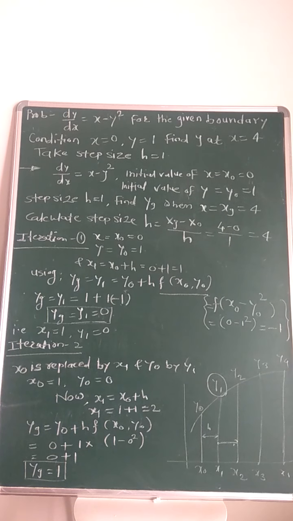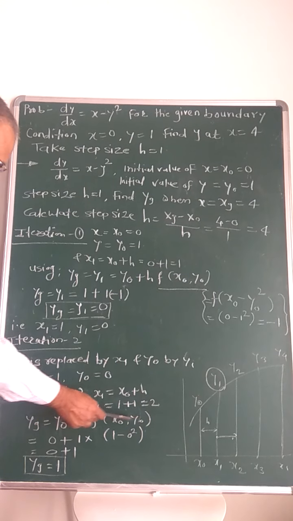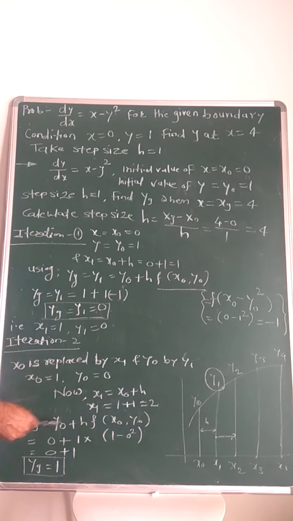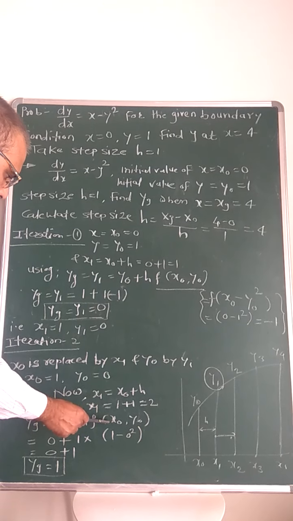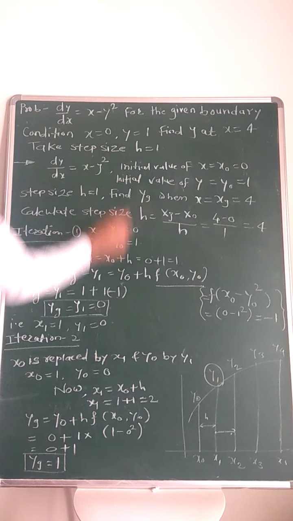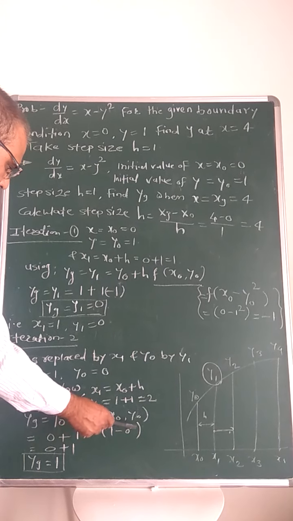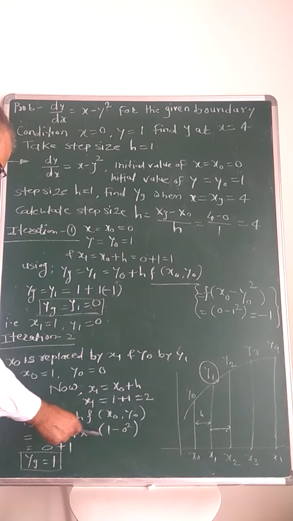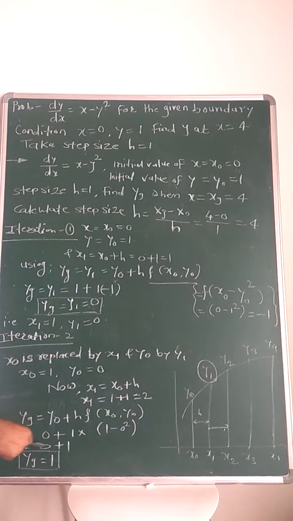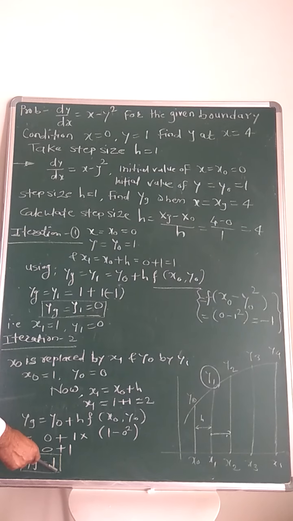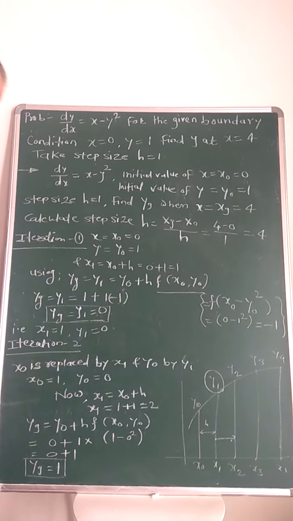Use the same formula. Therefore yg is equal to y0 plus h f of x0, y0. y0 is 0 plus h is 1 into this function, that is x minus y square, that is x0 minus y0 square. x0 is 1 minus y0 is 0. Put the values in this equation, and you will get yg is equal to 1. That is, after the second iteration, the value of yg is equal to 1, that is y2.